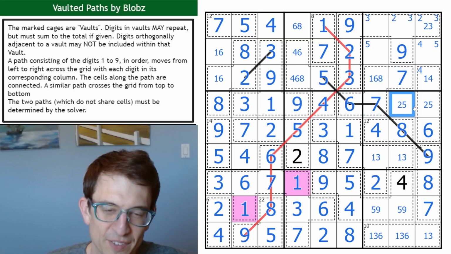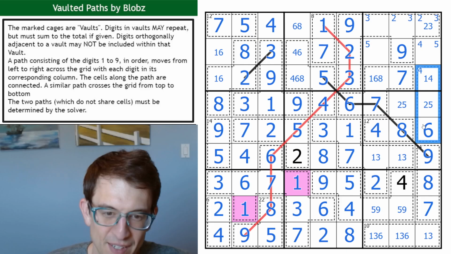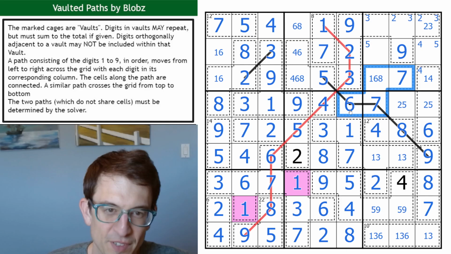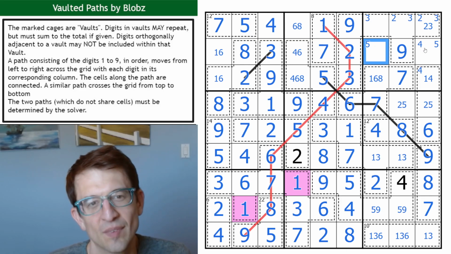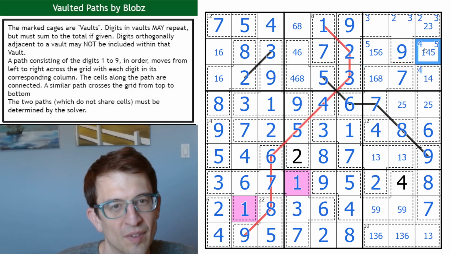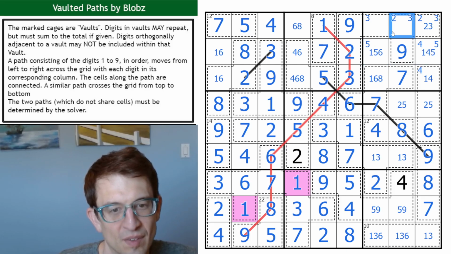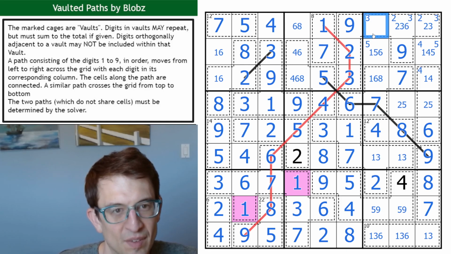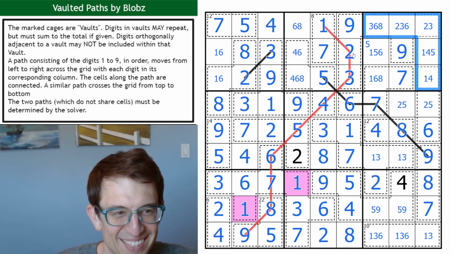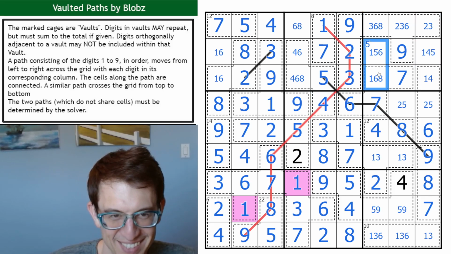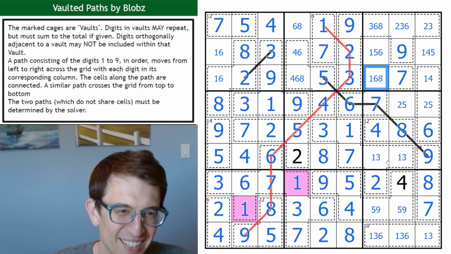This is not conflicting with anything here. It's not conflicting with anything here. This doesn't conflict with that. This doesn't conflict with that. Yeah, what is 1, 4, 5, 6? Okay, everything is pencil marked. What is the deal?